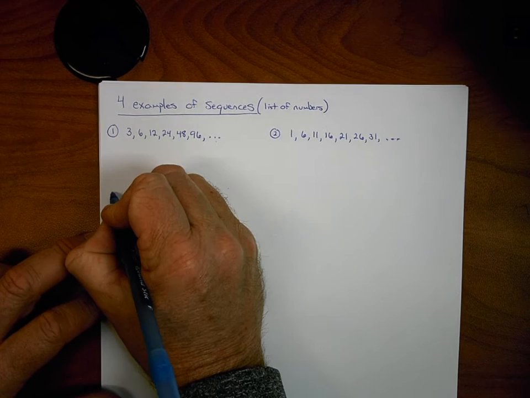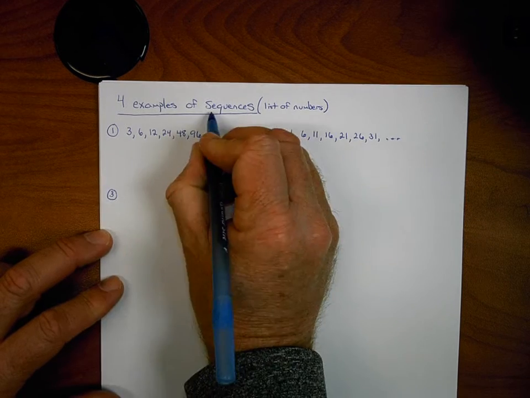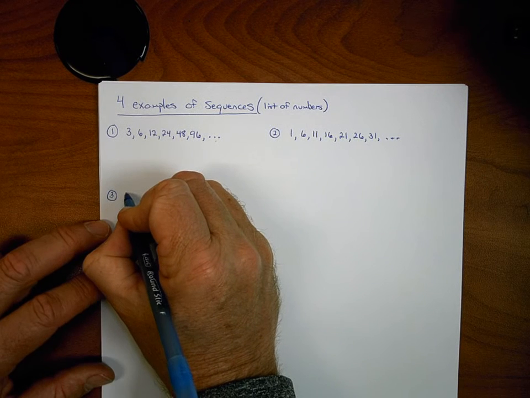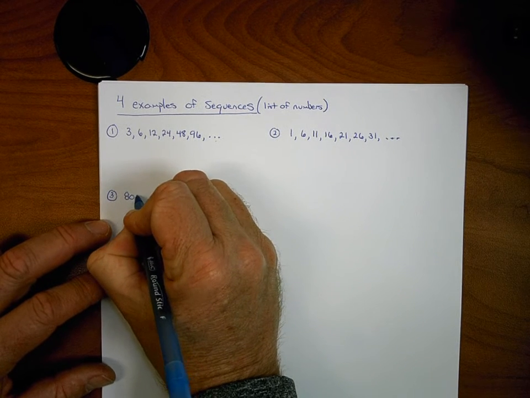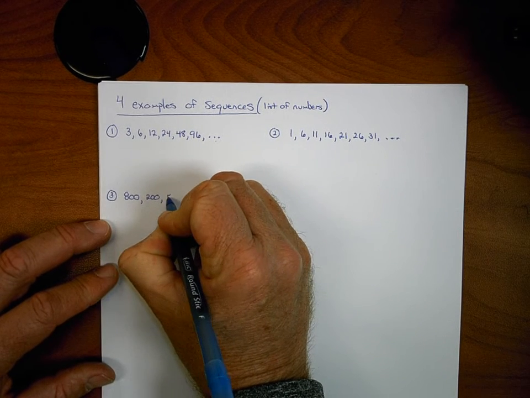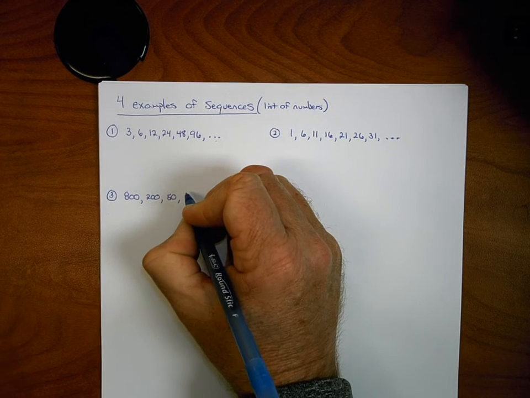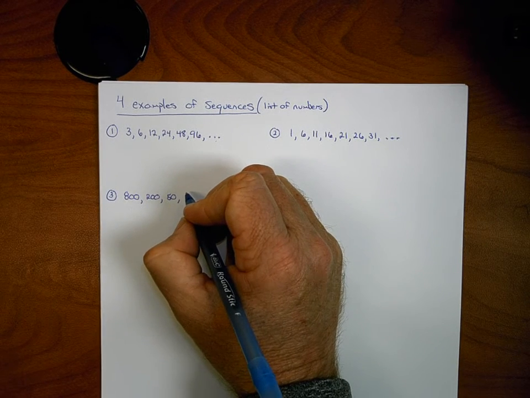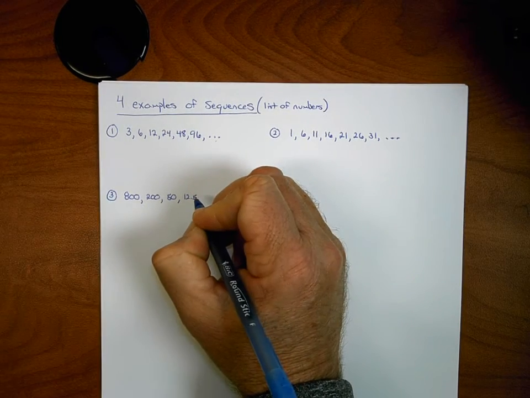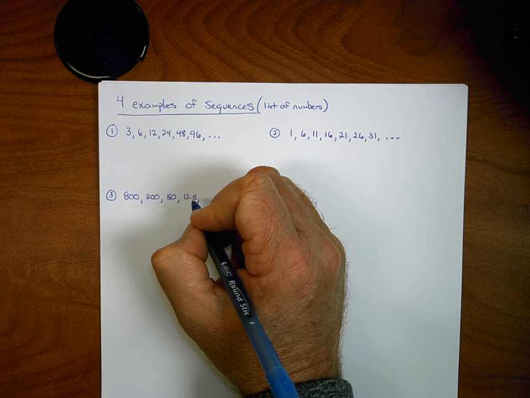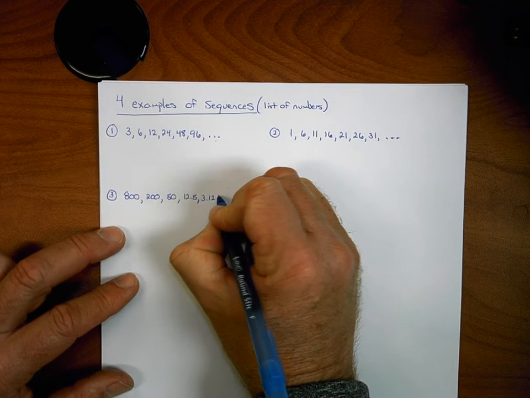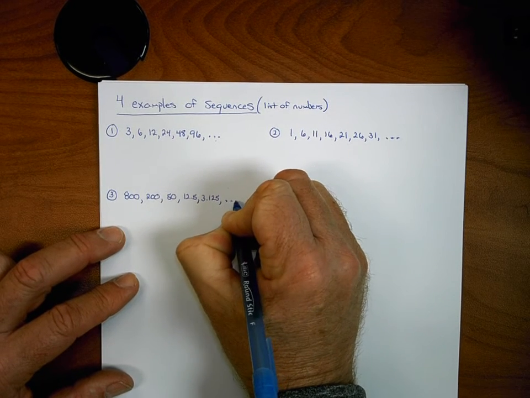All right, here's another example of a sequence. Some of them, once again, are going to be geometric. Some of them are not going to be geometric. 800, 200, 50, and then the next one's going to be a decimal, and that's okay, 12.5, and the next one's going to be a decimal as well, 3.125, and so on and so forth.